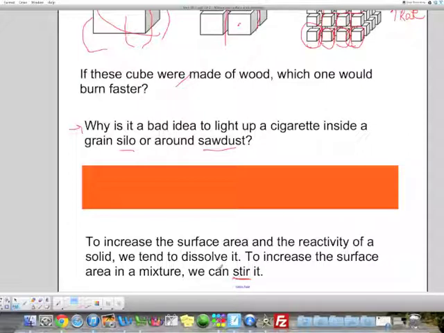So these are the three ways that we can increase the surface area of a solid and therefore help the reaction occur faster. So that's it for now.